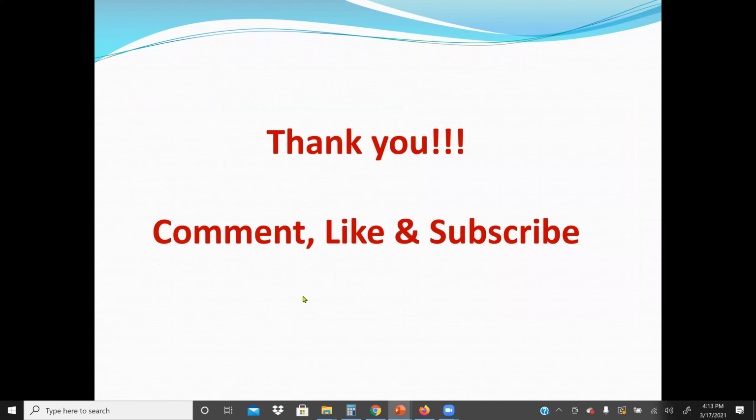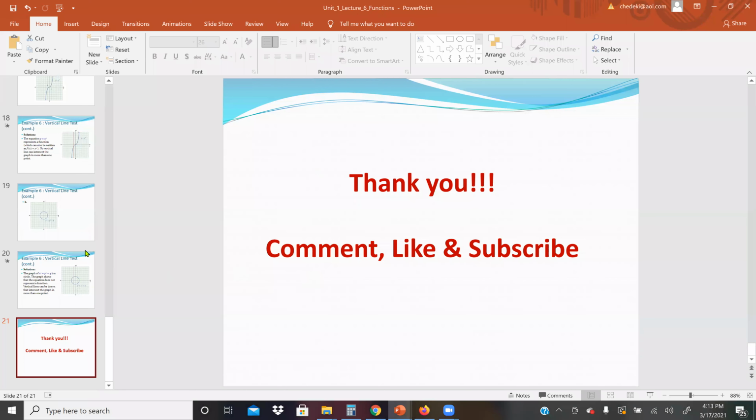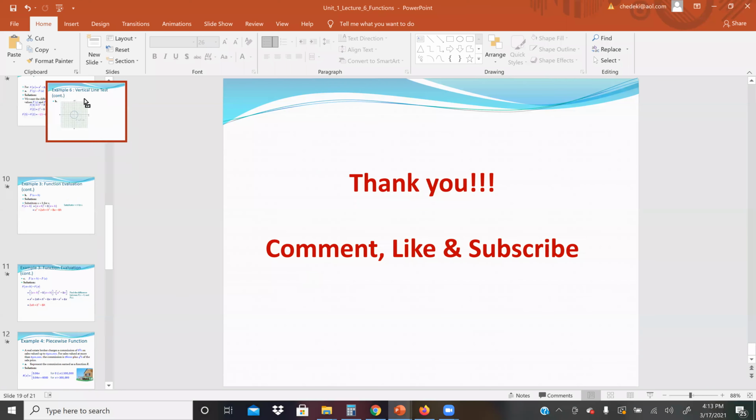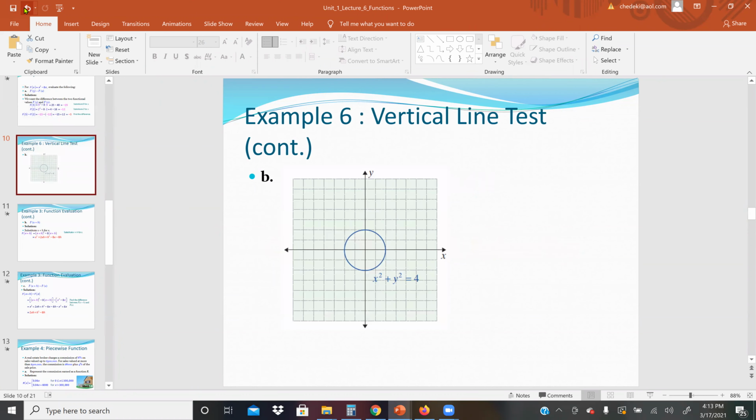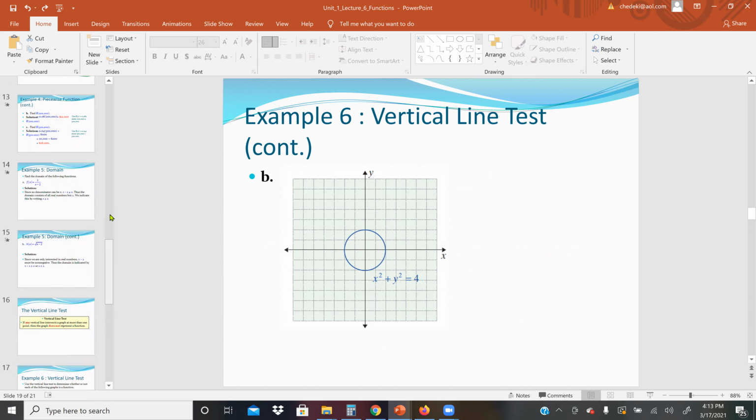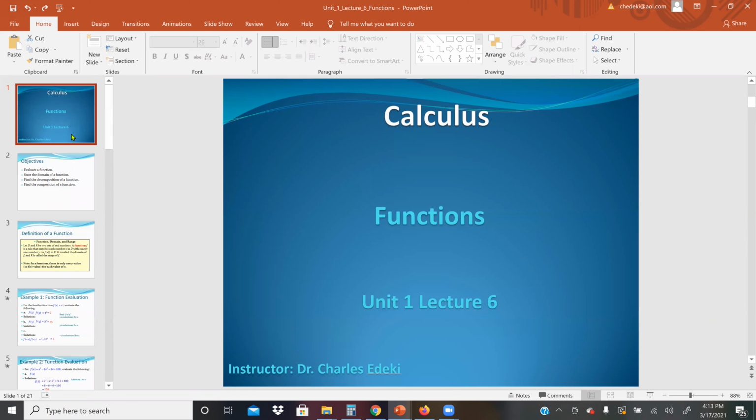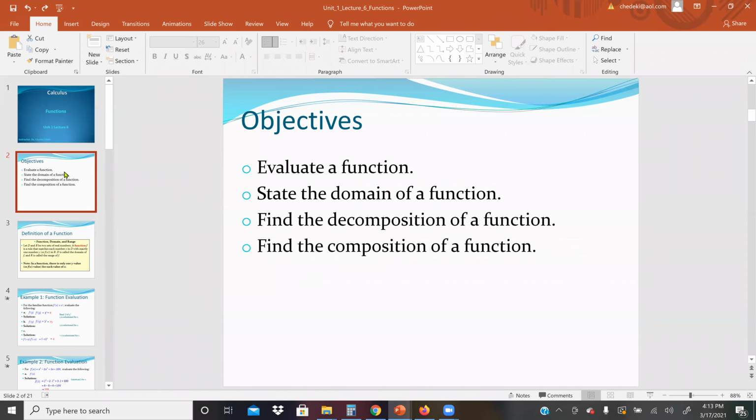So that, again, will be the conclusion of our lecture. In this lecture, we started with the function, and we tried to understand the basic concept of a function. So here we have the definition of a function. Also, we talked about the domain of a function and how to evaluate a function. Now, in the next lectures, we will go through how to find the decomposition of a function and also the composition of a function. So again, I wish everybody the best, and thank you.